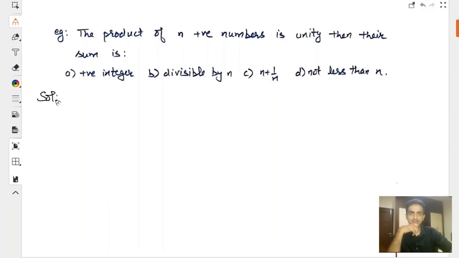Good, very good. Try to see, product of n positive numbers is unity. Two good things are there. Numbers are positive. Product is unity. Unity means 1. Numbers are positive. Product is good. Then their sum is... So they are comparing product and sum. AM GM का सवाल लग रहा है.